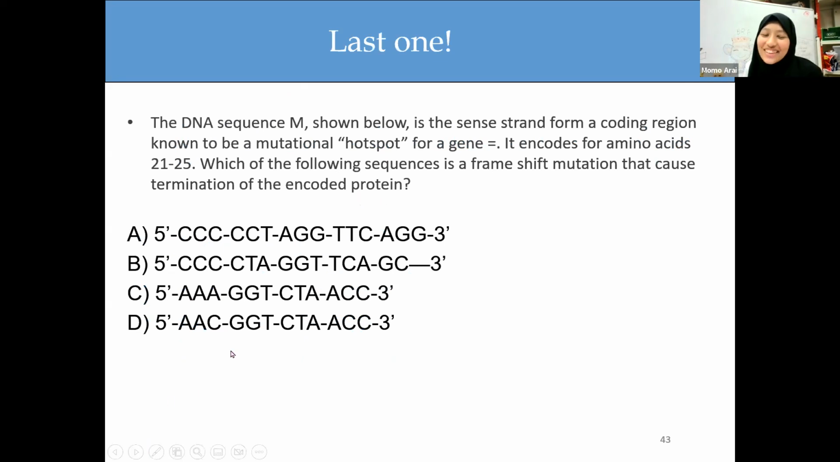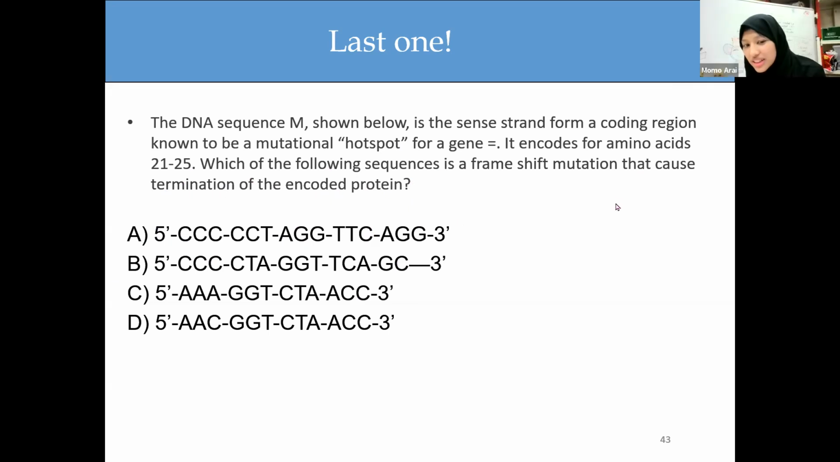So you have a DNA sequence, okay, and it encodes for these amino acids. Which of the following is a frameshift mutation? Okay, I forgot to put the actual sequence, but which of these causes a frameshift mutation that causes termination of the encoded protein? The actual sequence was supposed to code for an amino acid, but one of these has a termination codon, basically. That's what the question is asking.